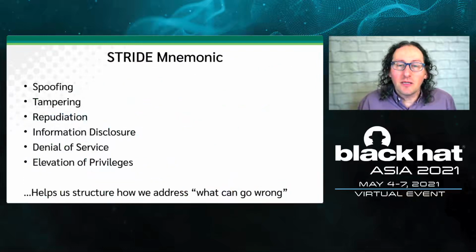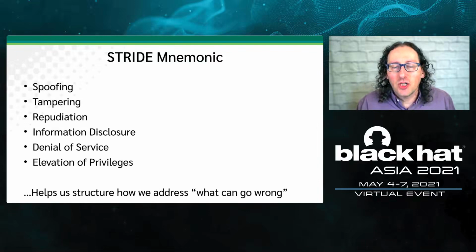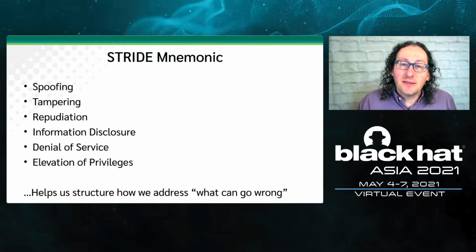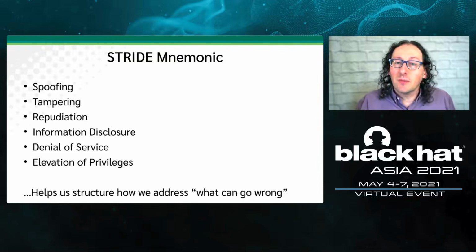STRIDE is commonly associated with threat modeling, and it's a mnemonic. It's a way to help us structure our thoughts. It stands for spoofing, tampering, repudiation, information disclosure, denial of service, and elevation of privilege. And these 6 groups of threats prompt us to be systematic in how we look at a system, so that we know that we've actually thought through what can go wrong, doing something more than just asking what can go wrong.